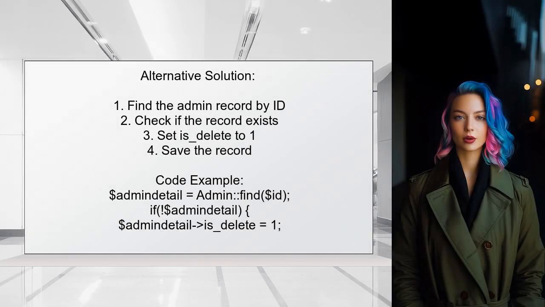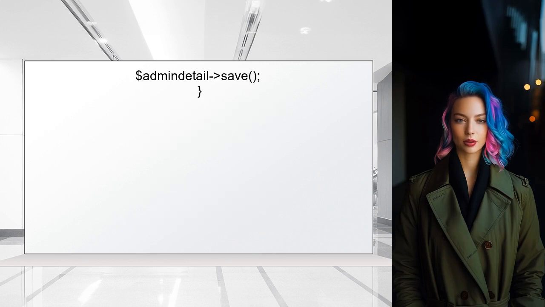An alternative solution from another user suggests a different approach. Instead of using the fill method, they recommend directly assigning the value to the isDelete property. First, find the admin record by ID. Then, check if the record exists. If it does, set isDelete to 1 and save the record.